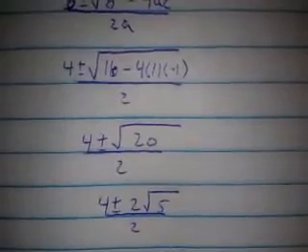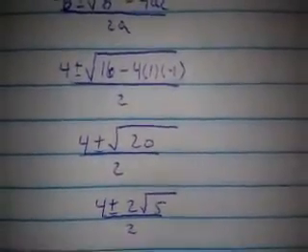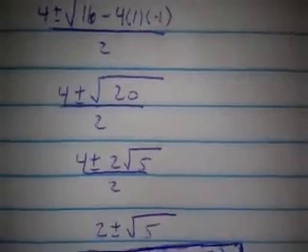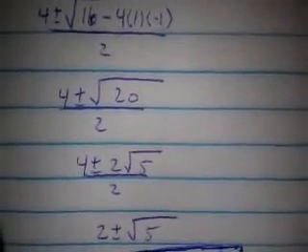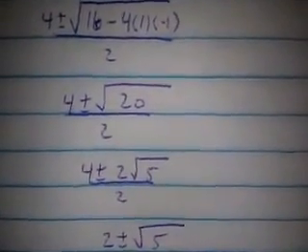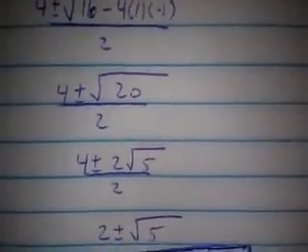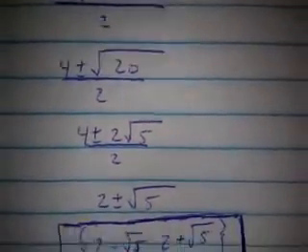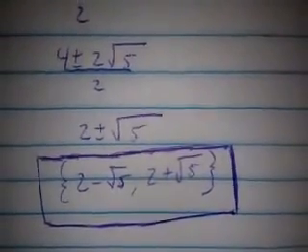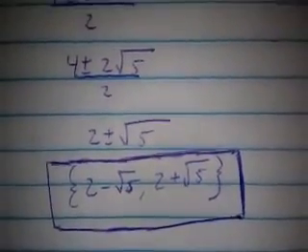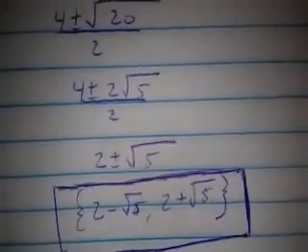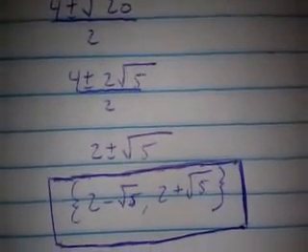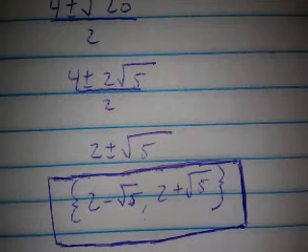Now the negative 4 times the negative 1 will give you a positive 4. So it'll be 16 plus 4 under the square root. So we have 4 plus or minus the square root of 20 over 2. Now when taking the square root of 20, you take the square of 4 and pull it out. So we would have 2 times the square root of 5. Now so far we have 4 plus or minus 2 times the square root of 5 over 2, which will simplify to 2 plus or minus the square root of 5.